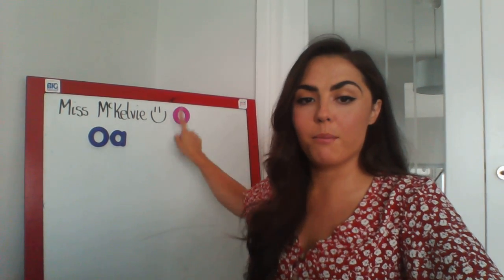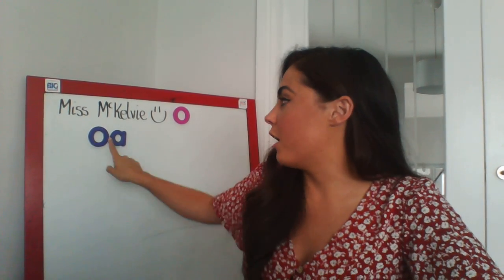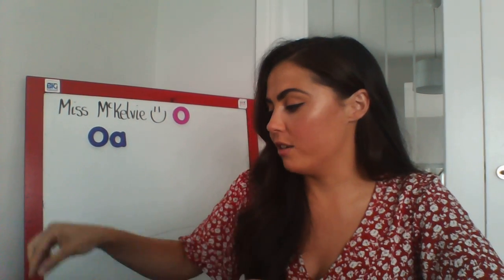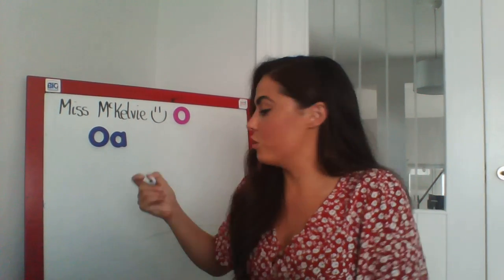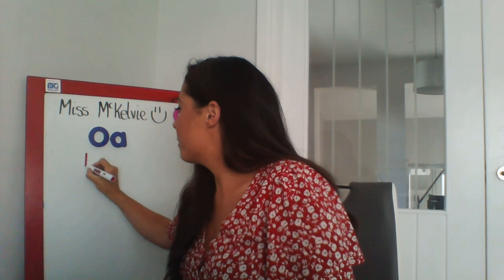Now, O and A together in the middle of a word make the sound O. So this sound that we were just looking at, they make that O sound. And usually that will come in the middle of a word. So that's one of the rules that you've got to remember. And we are going to explore some words that have our O sound in the middle. Okay, so let's start. We are going to look at the word boat.